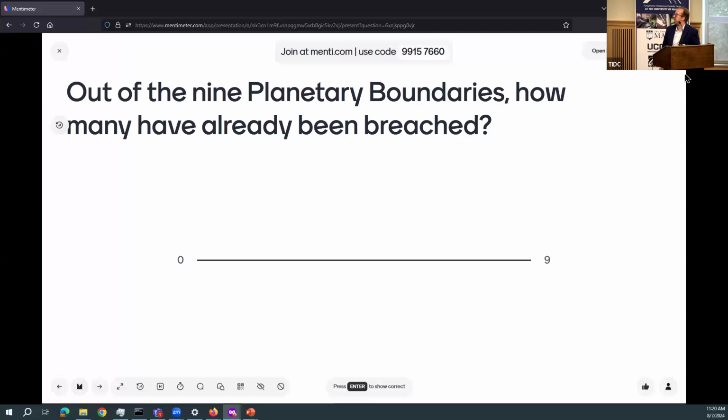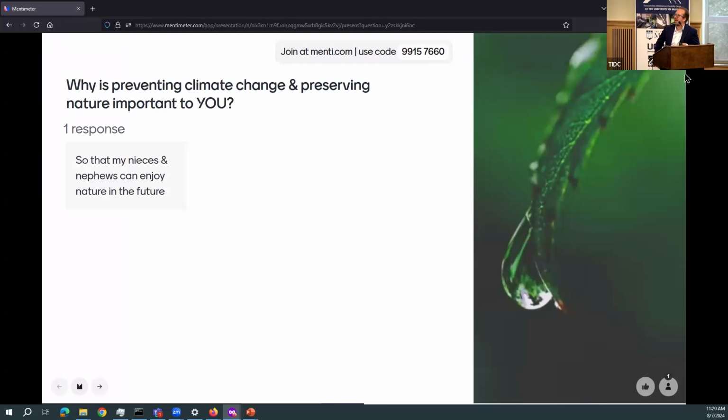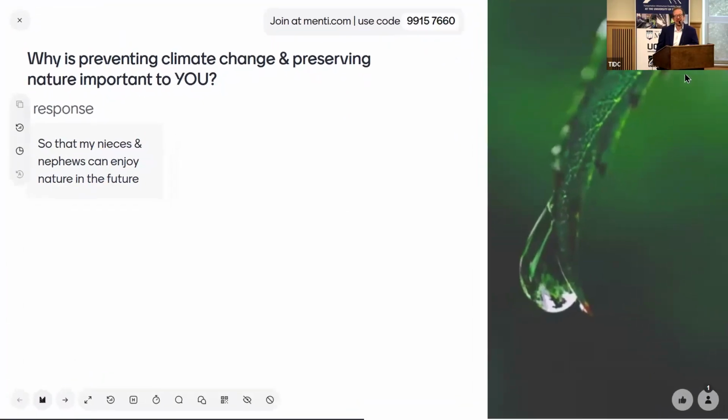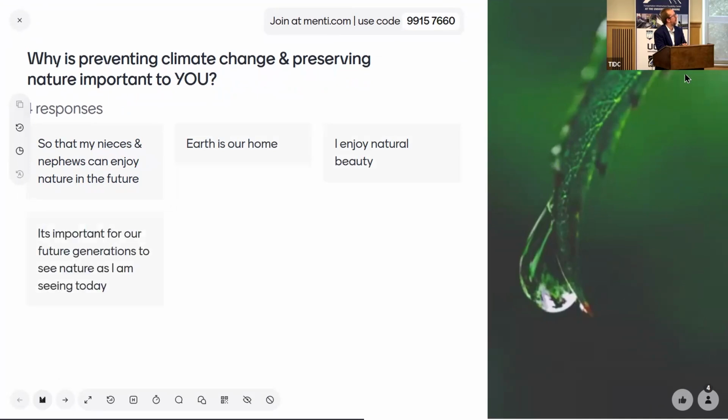Oh, one before it. The one before it. There we go. So I seeded one for you there. I think about my nieces and nephews who are ages 4 to 9 right now and wanting them to have a nature that looks like the one I had as a child. Yes, it's the one right on the top of the screen there still. It's 99157660. So we'll just take a minute or two here. Thanks everybody for pitching in.